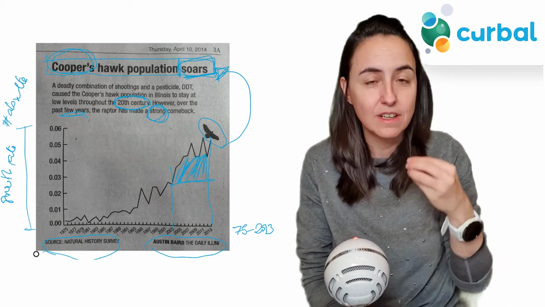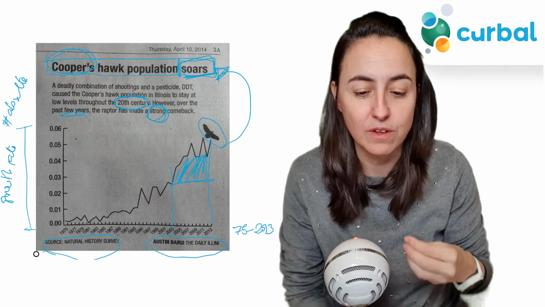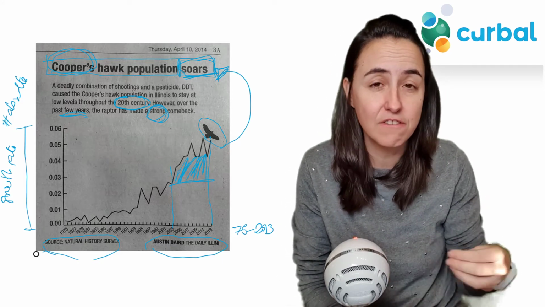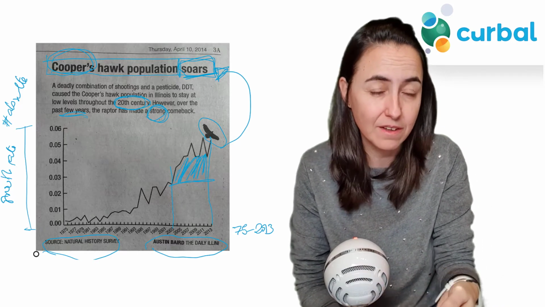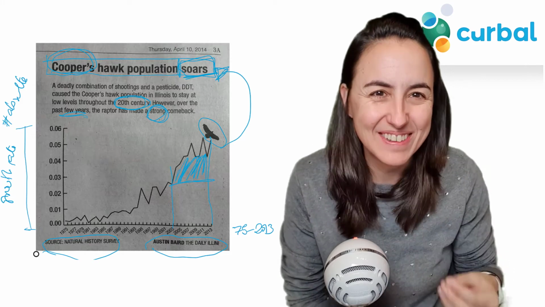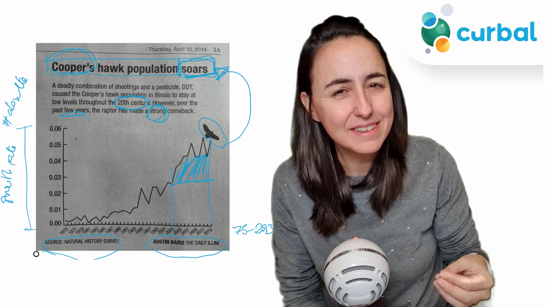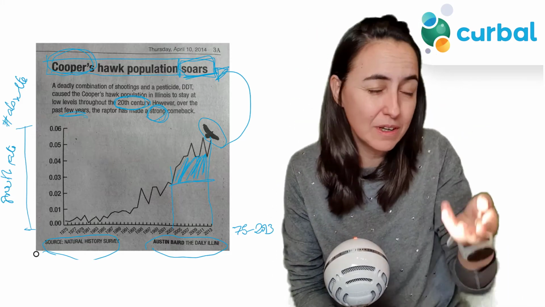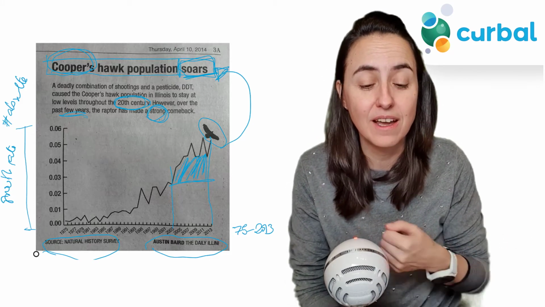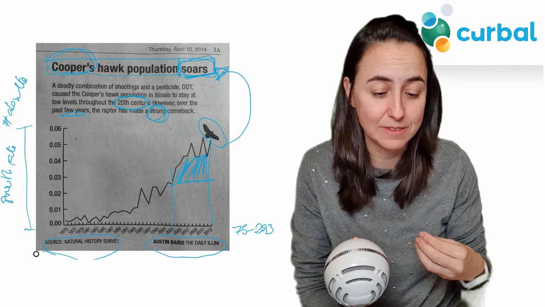I actually went online and tried to find the actual numbers for the Cooper's hawks population, the bird population. I couldn't find them anywhere. All the charts that I found were similar to these, and there were no absolute numbers anywhere. I couldn't spend a lot of time doing this, obviously, so maybe you can give it a go and see if you can find something, but I couldn't find, for the love of me, any absolute numbers.